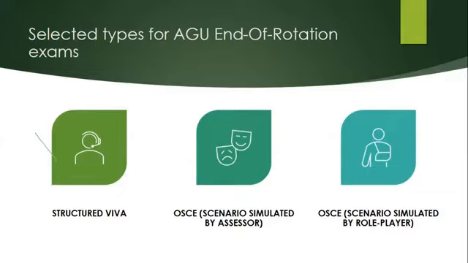So the school decided to examine the students, and we used 3 different methods of examination. Structured Viva exams, because I've seen too many questions about this. The structured Viva exams were used in the surgery end-of-rotation exam. We used 2 assessors and they were examining each student for 20 minutes. In this exam, we managed to examine around 40 students each day.